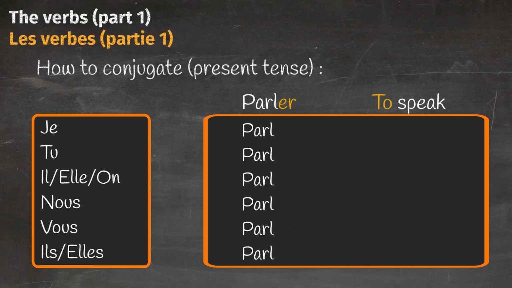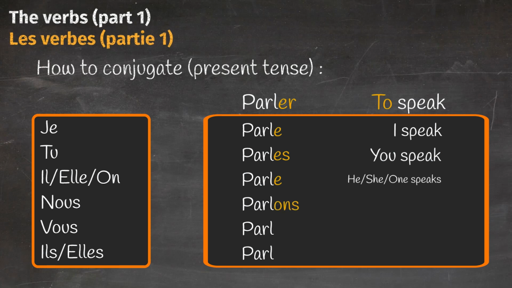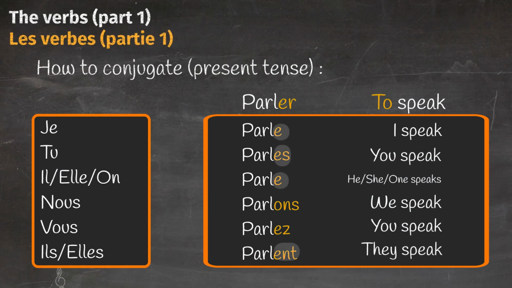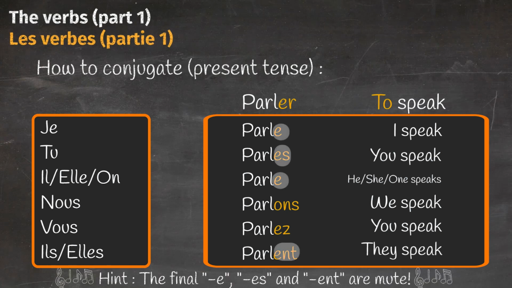Now, let's assign personalities. Je parle. Tu parles. Il parle. Elle parle. On parle. Nous parlons. Vous parlez. Ils parlent. Elles parlent. Just remember that the final E, ES, and ENT are mute.